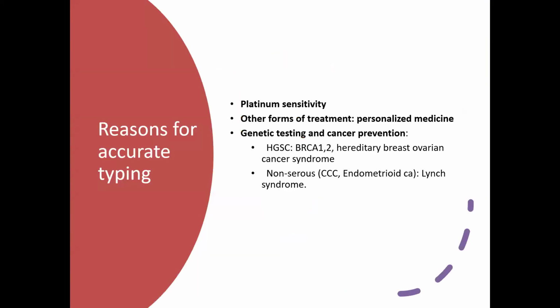So why do we need to accurately classify ovarian carcinoma? Because they differ in their platinum sensitivity, and may differ in other forms of treatment, as we are now in the era of personalized or precision medicine. Genetic testing and cancer prevention may differ between subtypes, like in high-grade serous carcinoma, BRCA1 and 2, and hereditary breast ovarian cancer syndrome are important. In non-serous carcinomas like clear cell and endometrioid, we look for Lynch syndrome.